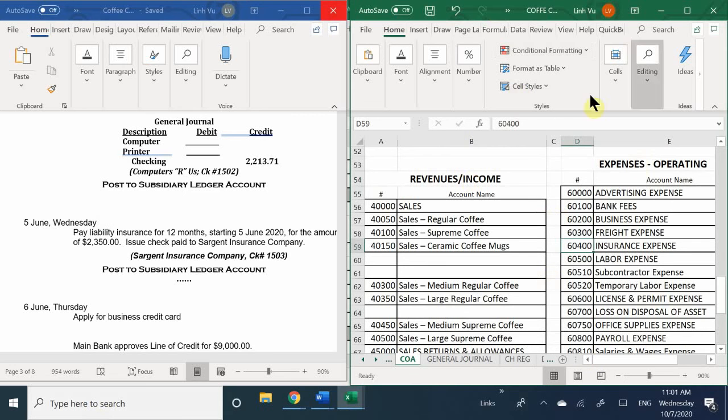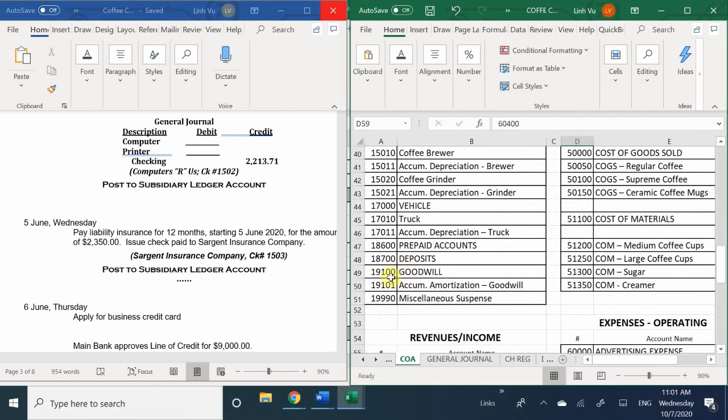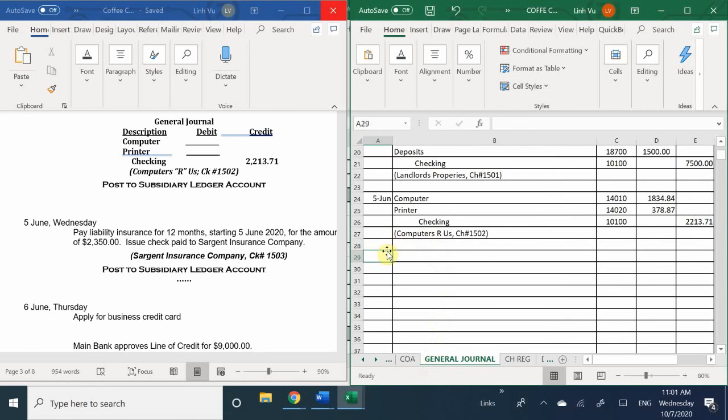So in this case, we're going to be utilizing prepaid accounts, okay, which is account number 18,600, right? And we wrote a check, so checking is going to be our last thing that we enter in. So go ahead and enter the date, June 6th. We have insurance expense.